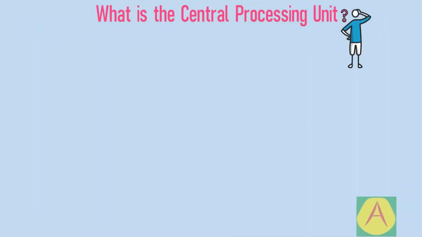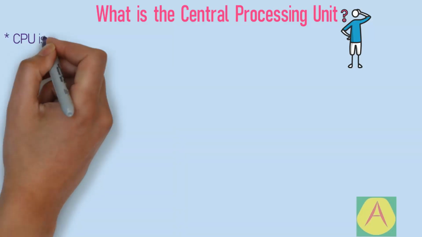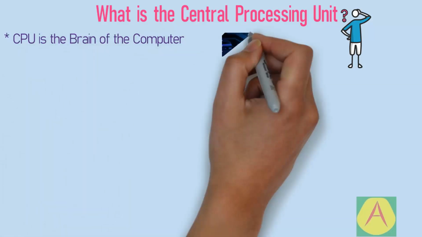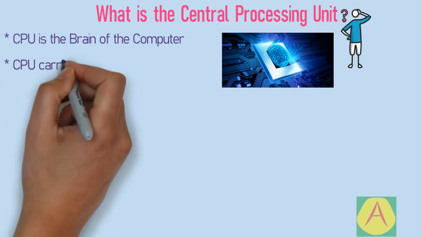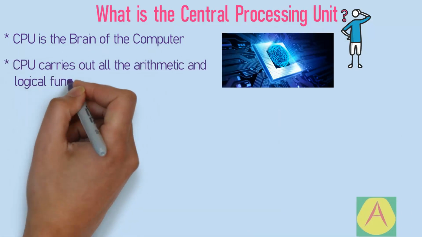As you know, in our body, the brain is the most important part. And in the same way, the most important part in a computer is the central processing unit. CPU has almost similar functions as the human brain has. So we can call the CPU the brain of the computer. CPU is responsible for carrying out all the arithmetic and logical functions.